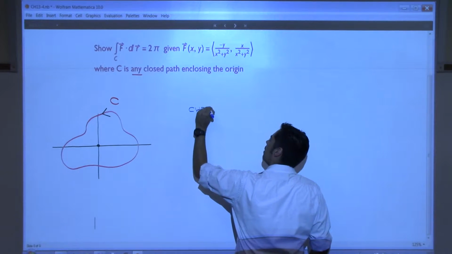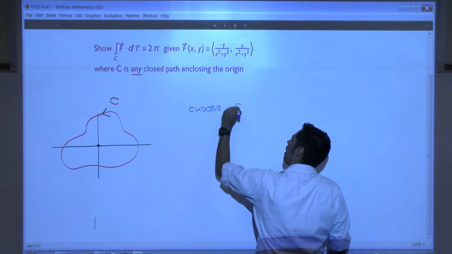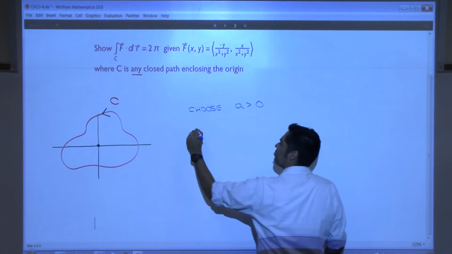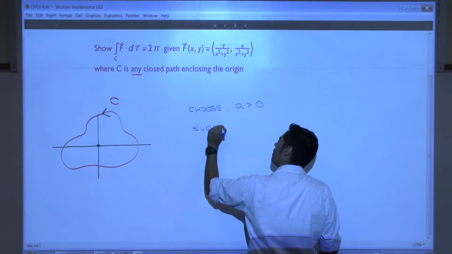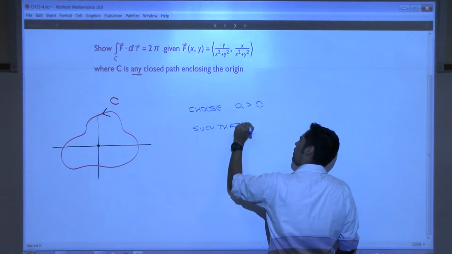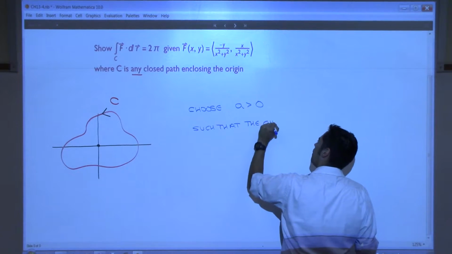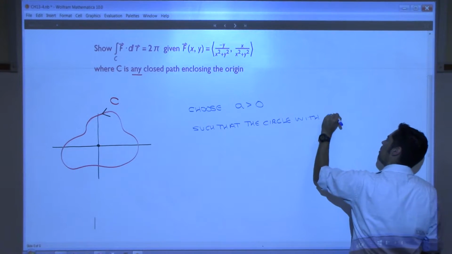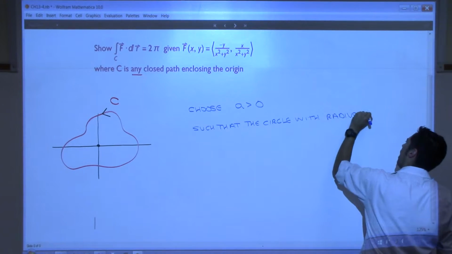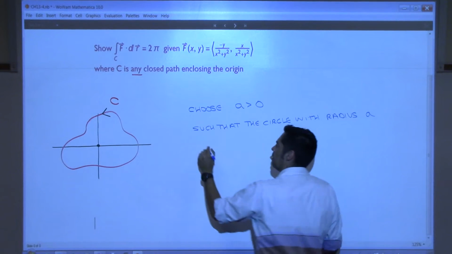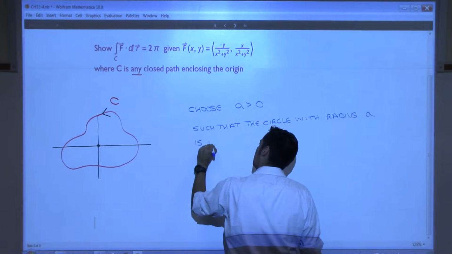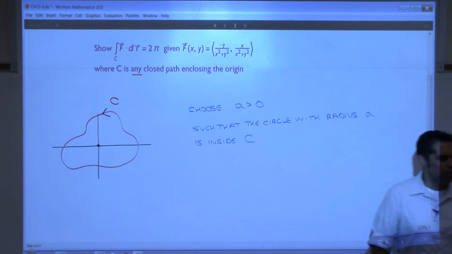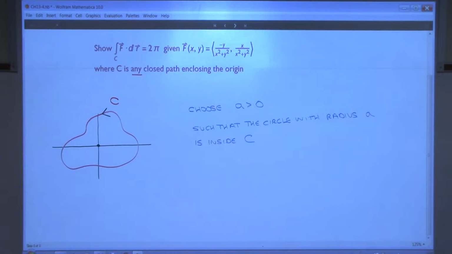choose a positive number, A, such that the circle with radius A is inside C. Do you think I can do that?